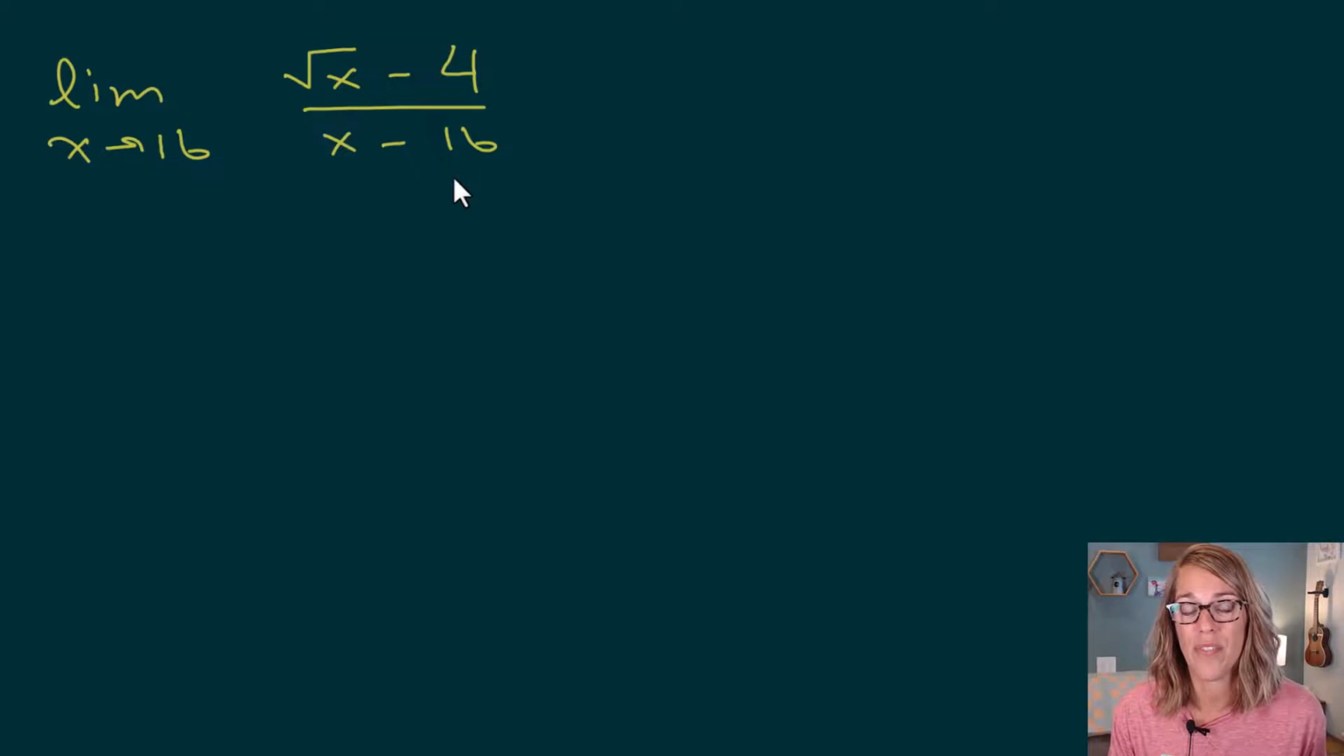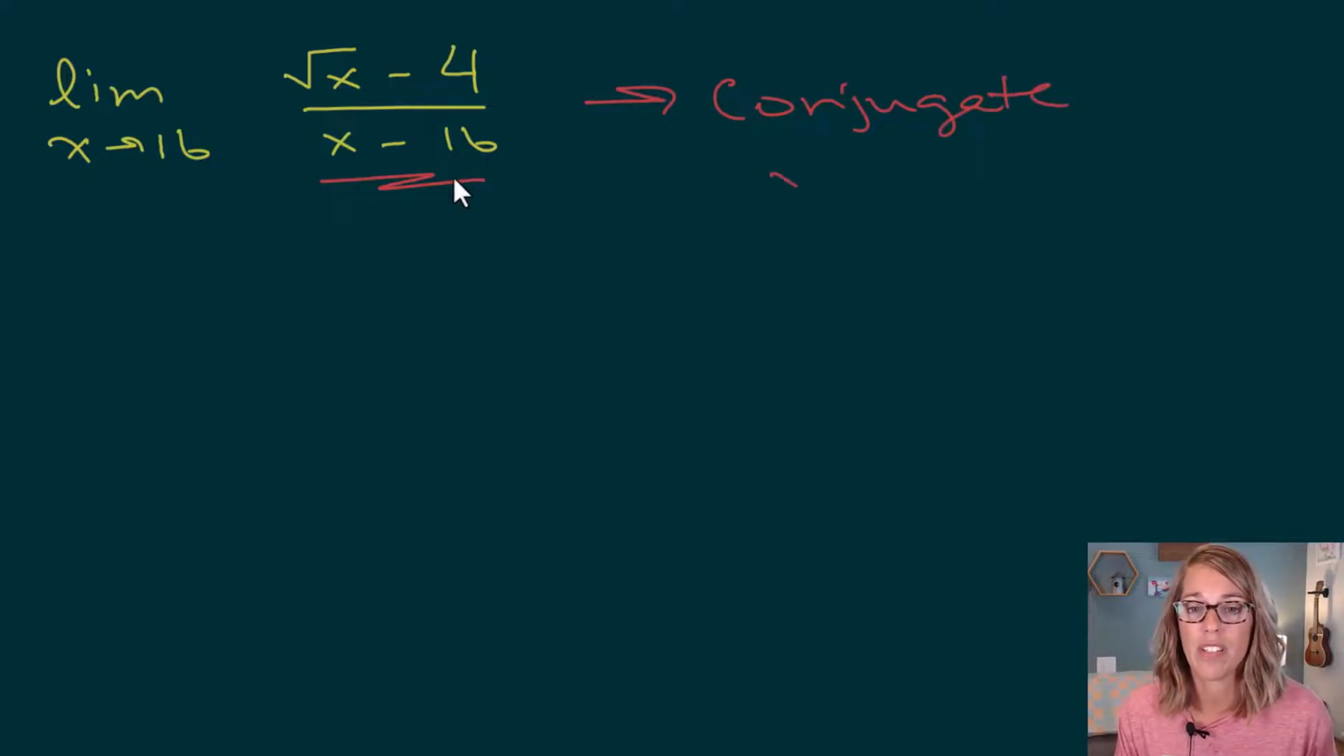This is still a rational function, but this one has a radical in it. It is discontinuous at 16, so I know I need to do something to cancel this x minus 16 in the denominator. You actually have two choices. You can either multiply by a conjugate, and the conjugate would be the conjugate of the radical expression, so that would be radical x plus 4.